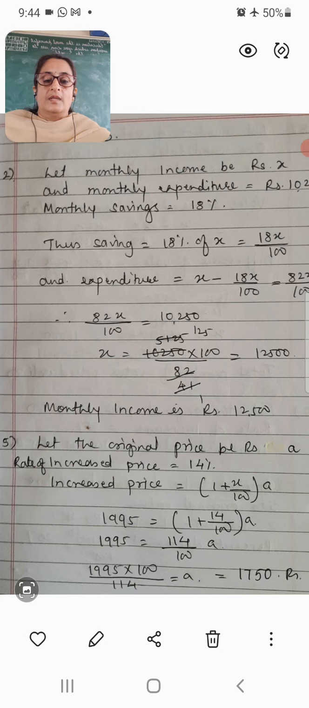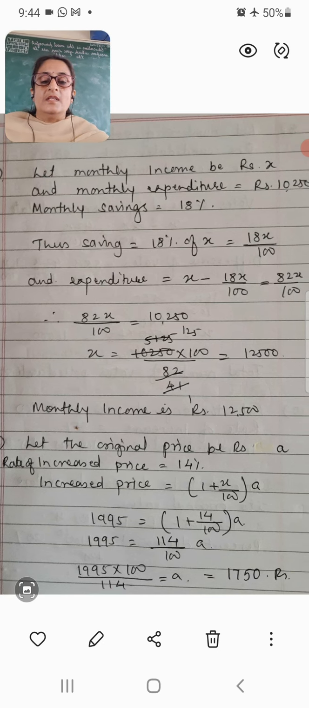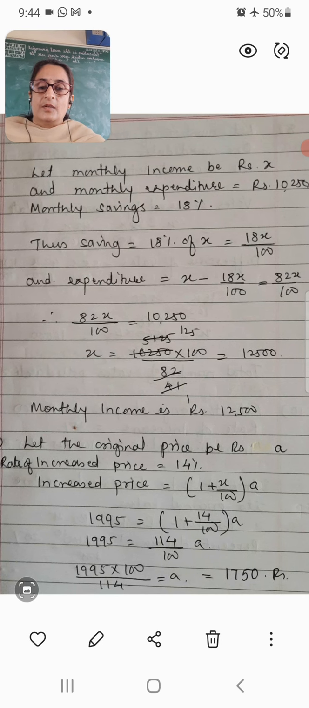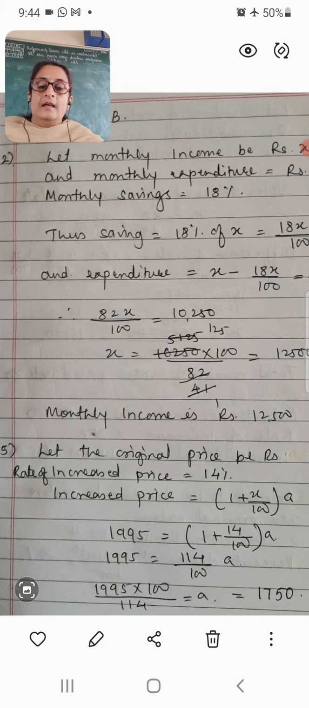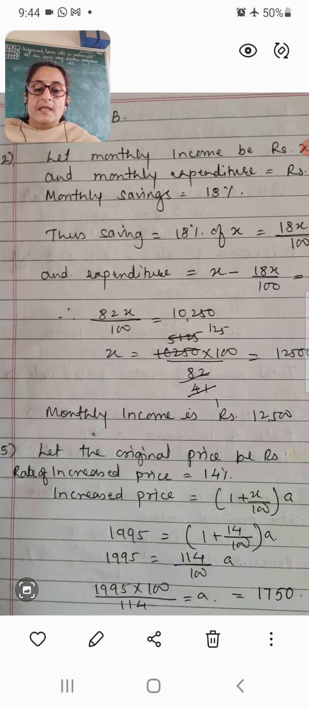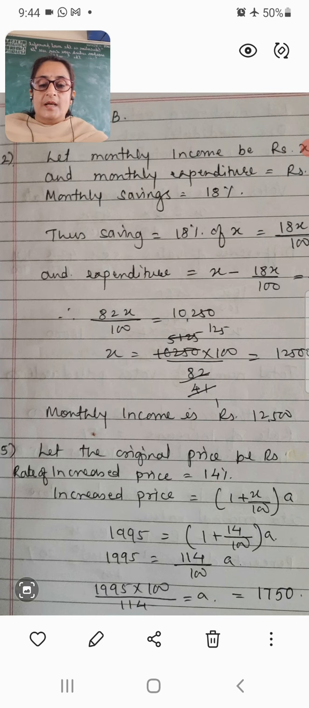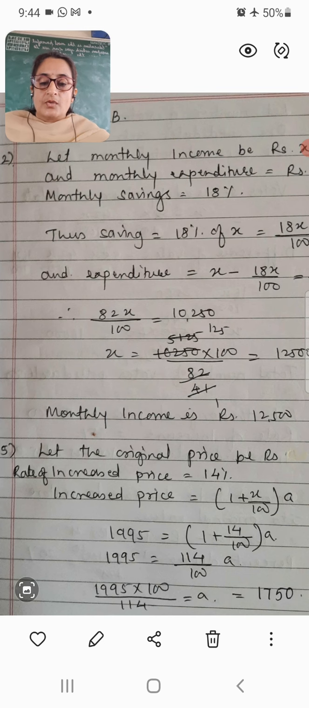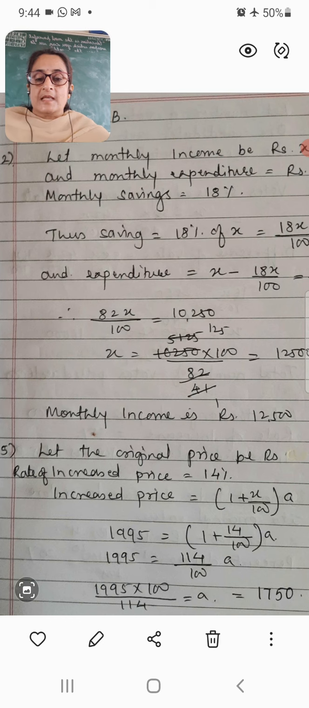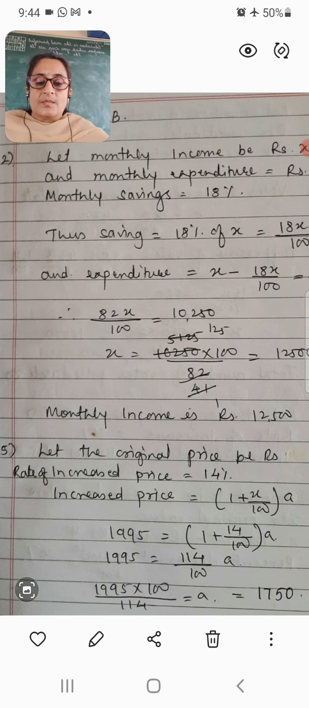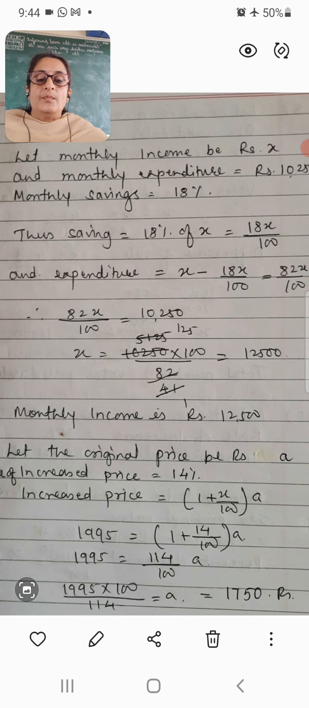What is this original price? Okay. So here the original price of the article is not given, that we are going to consider as A, and it is increased by 14% and after increasing it has become 1995. So we are going to use the increased price formula which I used in the previous exercise also. So increased price is equal to (1 plus x upon 100) into A.